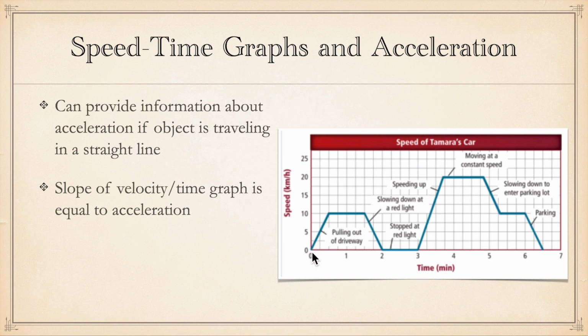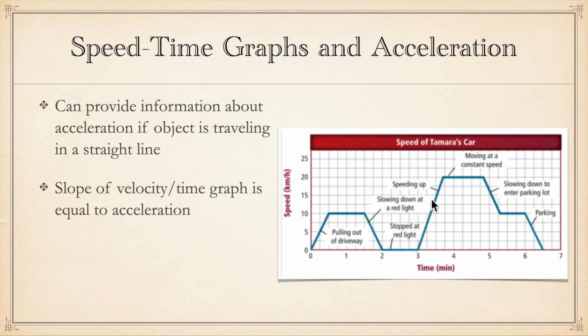Here we start off at rest, and then we speed up as we're pulling out of the driveway. Continue at a constant speed for a bit, and then we slow down to stop at a red light. While we're stopped at the red light, we're not moving. So our velocity or speed is 0 for that time period.